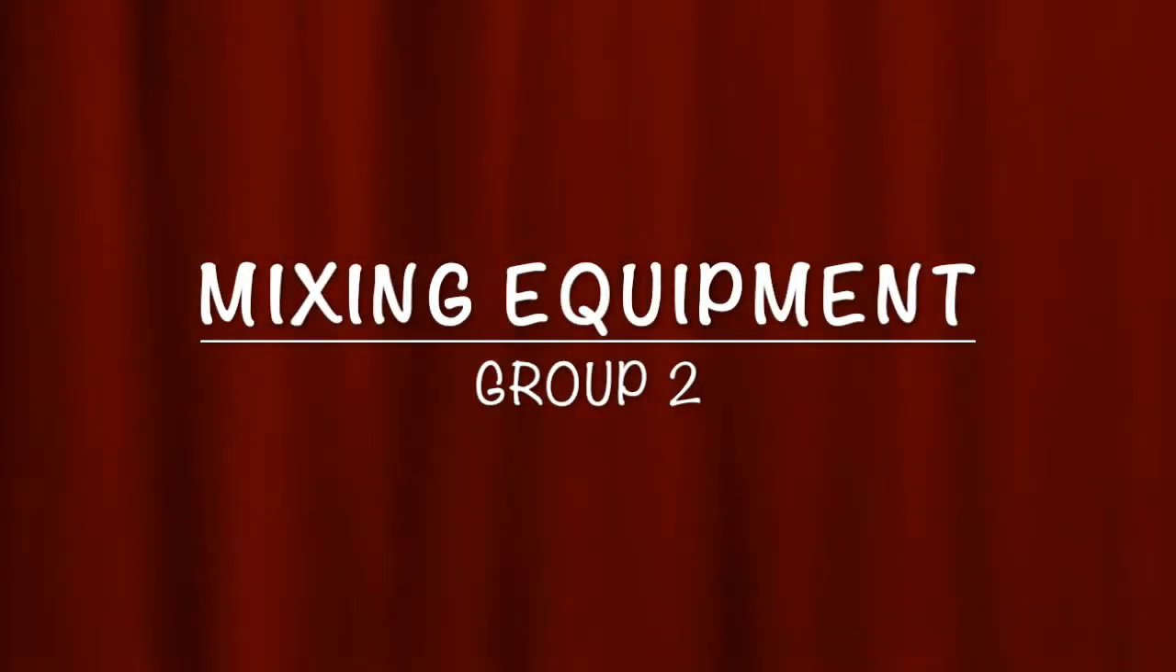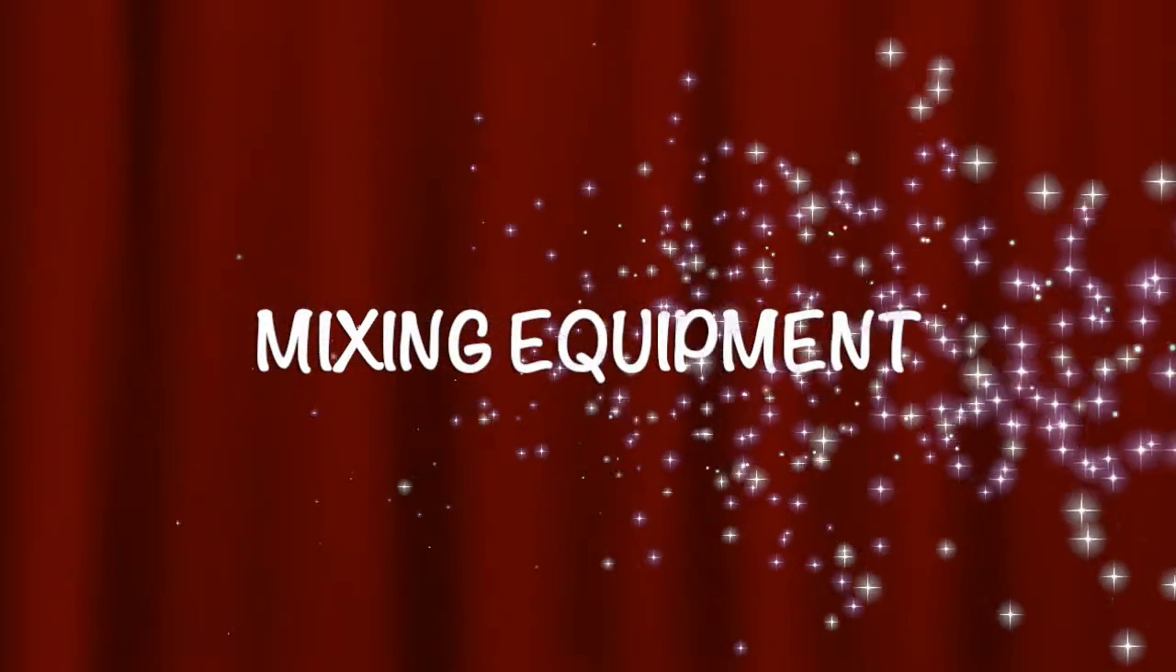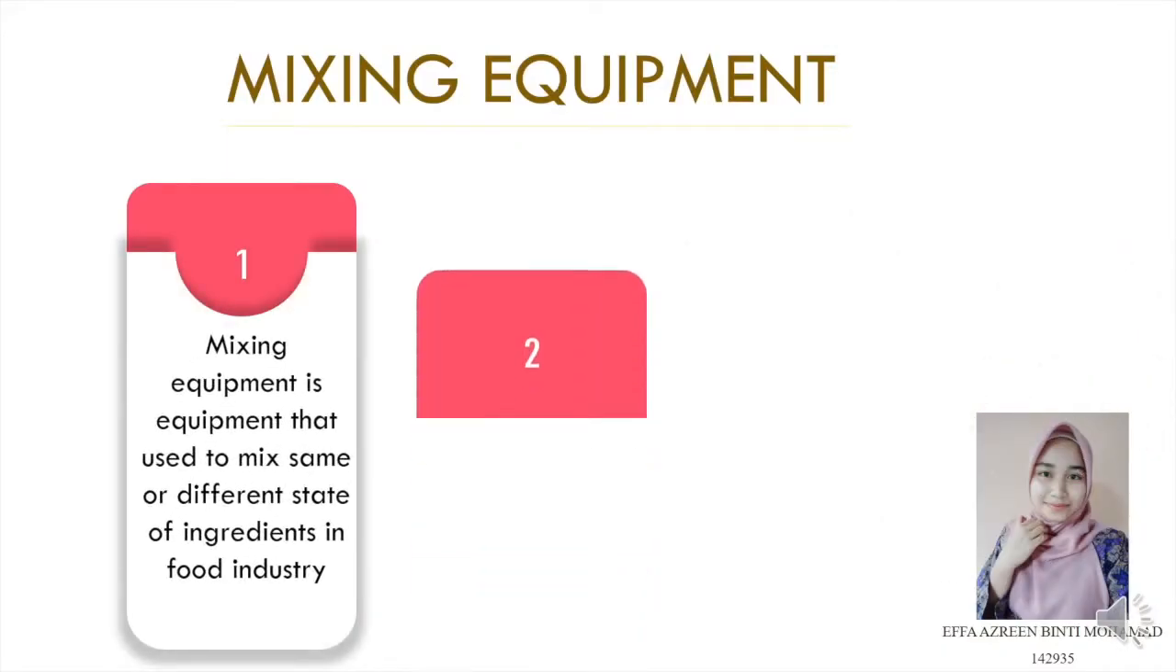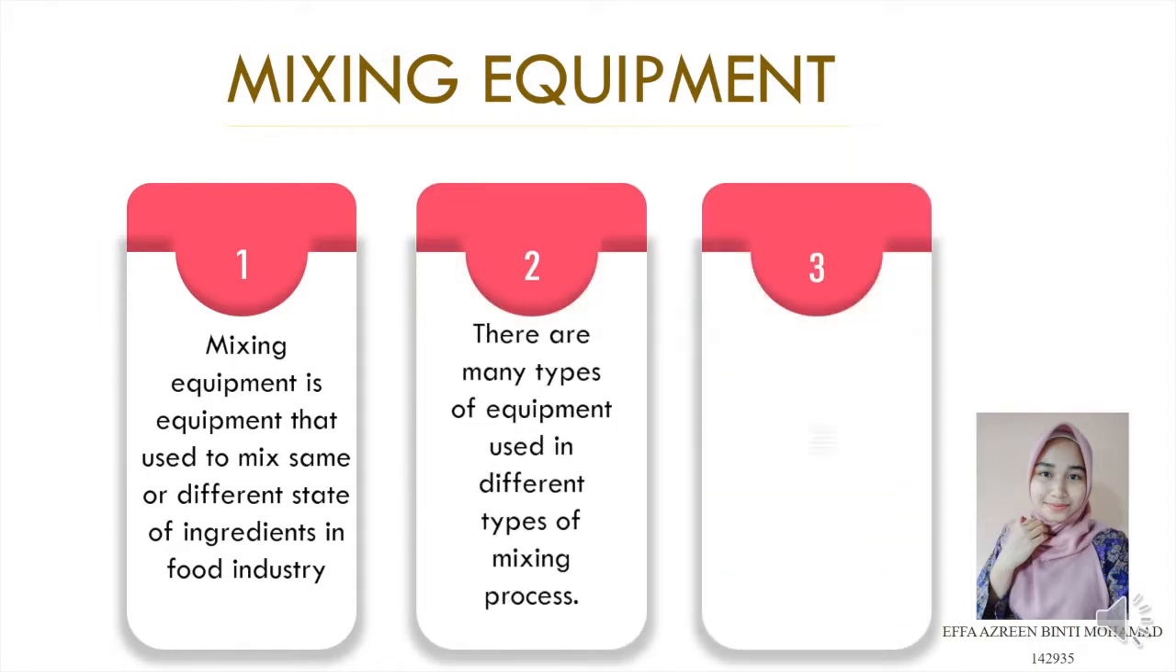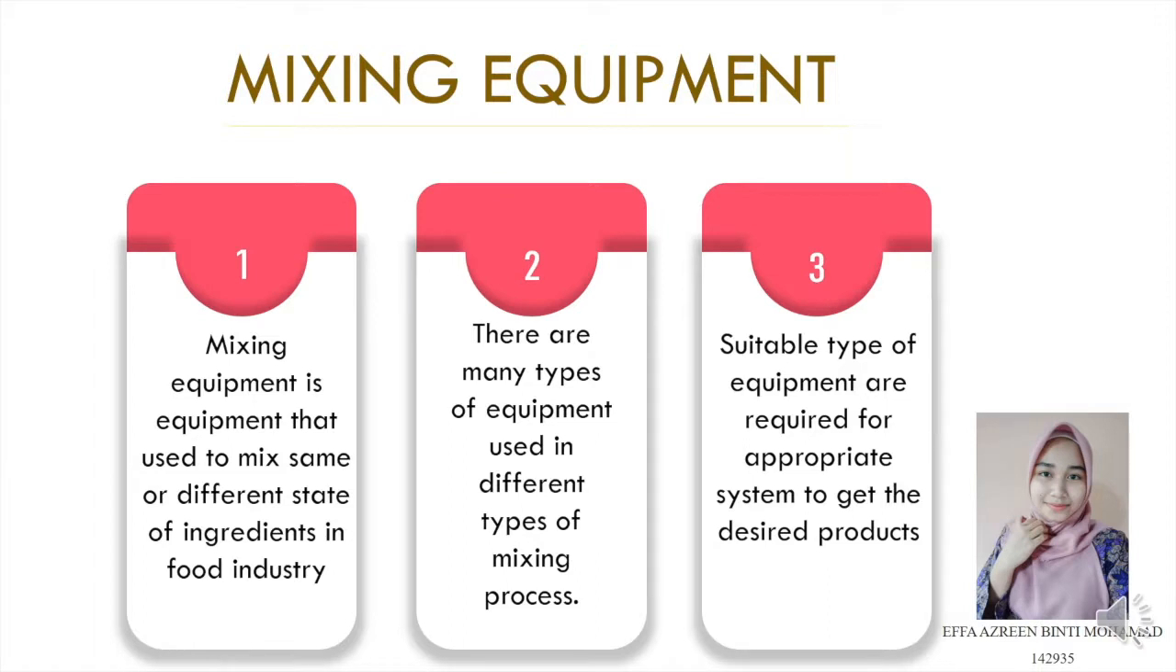In this video, my friend and I will discuss mixing equipment. Mixing equipment is equipment that is used to mix the same or different states of ingredients in the food industry. There are many types of equipment used in different types of mixing processes. Suitable types of equipment are required for an appropriate system to get the desired products.